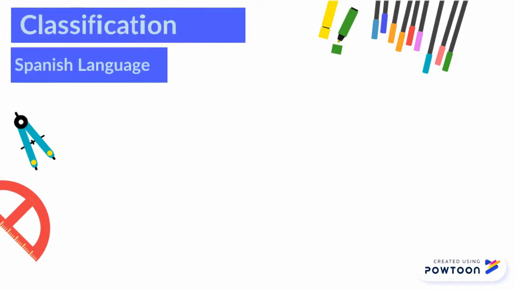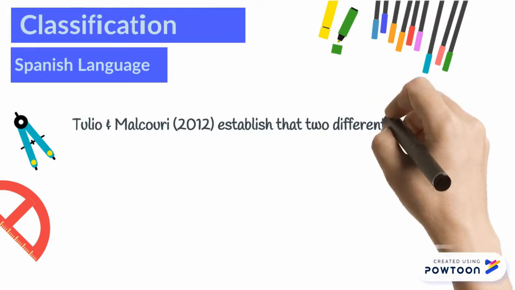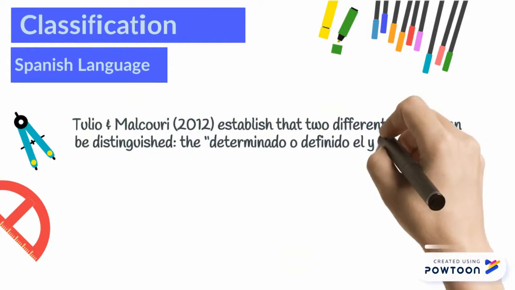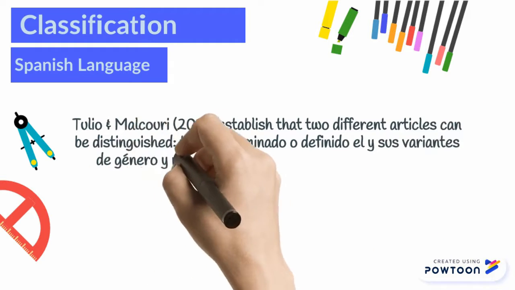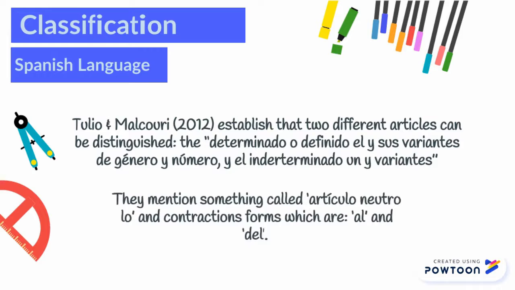In the Spanish language, Julian Marcuri established that two different articles can be distinguished: determinado o definido el y sus variantes de género y número, and indeterminado un y sus variantes. Also, they mention something called artículo neutro lo and their contraction forms, which are al and del.